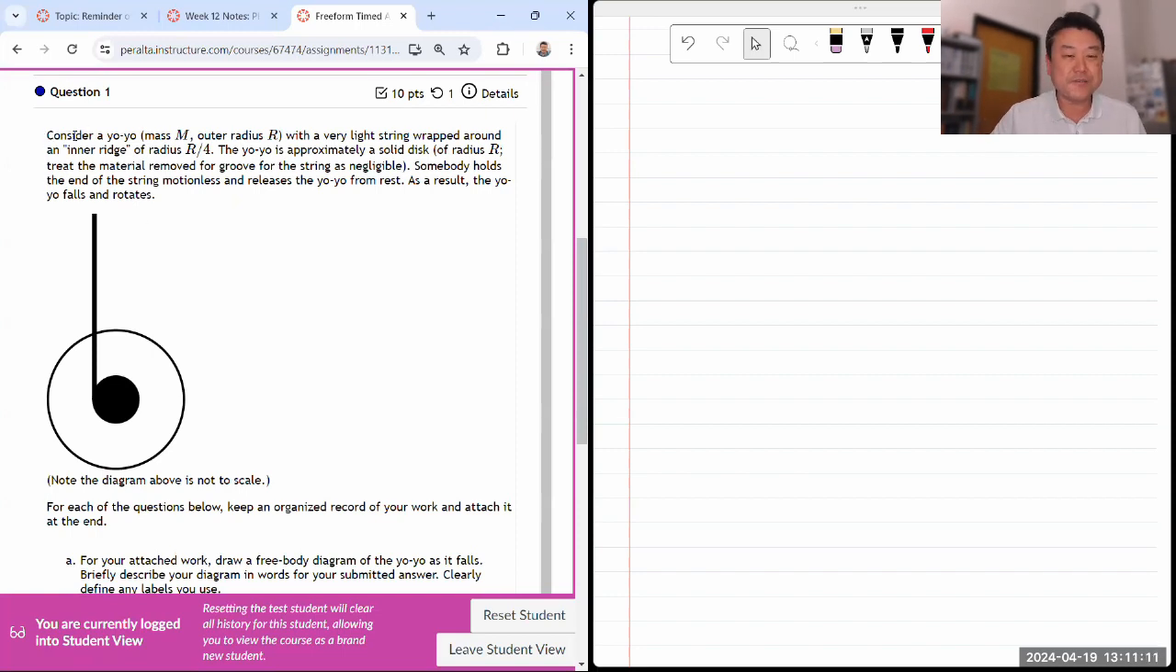So okay, it says consider a yo-yo with a very light string wrapped around some radius there. The yo-yo is approximately a solid disk. That'll be important because that determines what kind of rotational inertia formula I use.